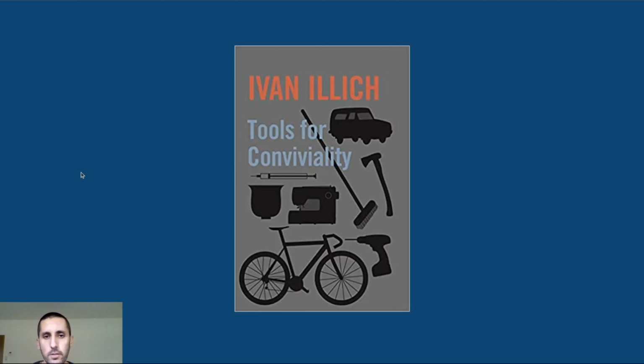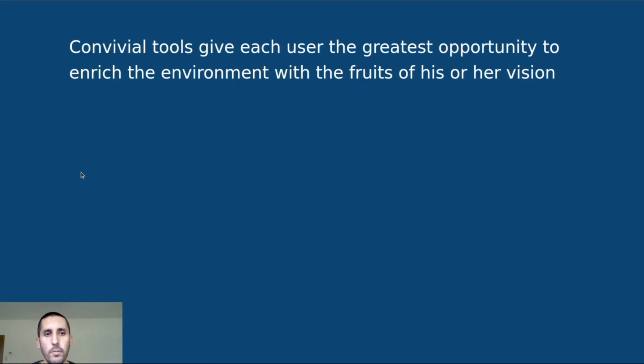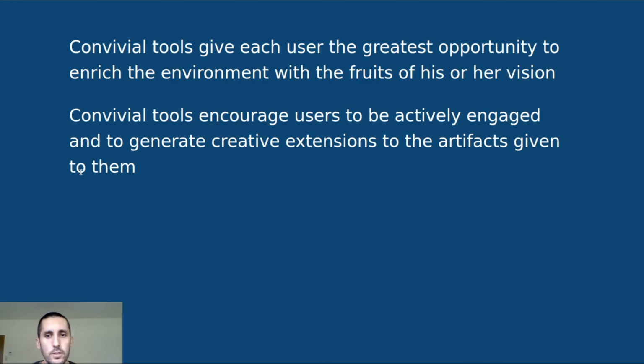I'm taking some inspiration on a book called Tools for Conviviality. I will quote some parts of this book and a related paper that I link in the last slide. So a convivial tool gives each user the greatest opportunity to enrich the environment with the fruits of his or her vision. This book is not about software, it's about tools in general, so the quotes may sound a little bit general or generic. Convivial tools encourage users to be actively engaged and to generate creative extensions to the artifacts given to them. So still general, but you may get a sense of where I'm going.